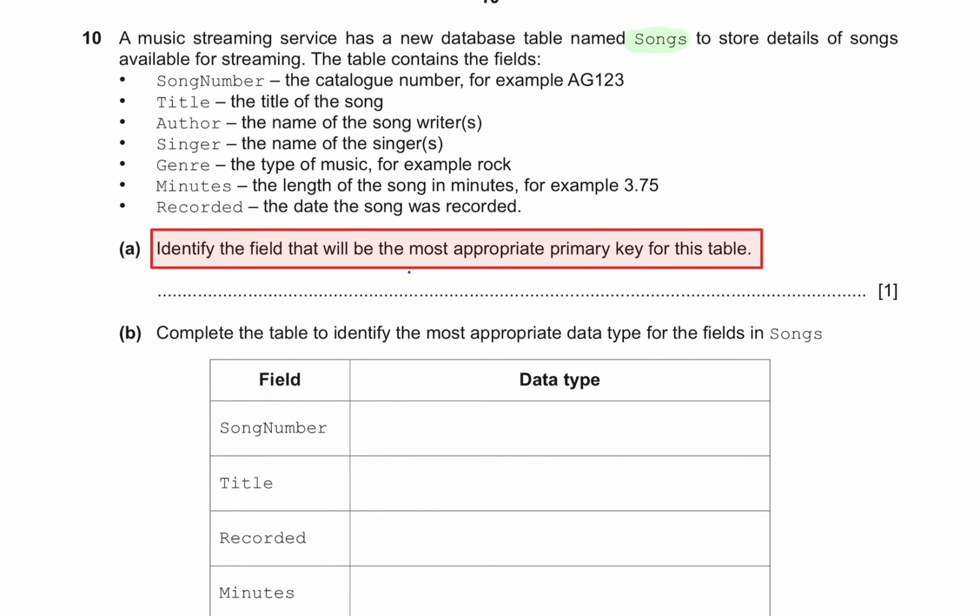I think song number. Song number would be the appropriate field for primary key since the number is different. A, G, 1 to 3 is an example. So the number for each song will be different.